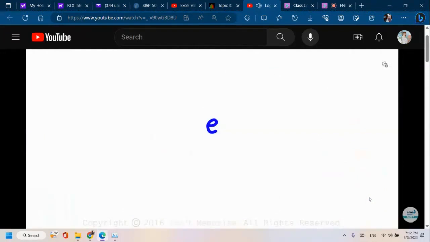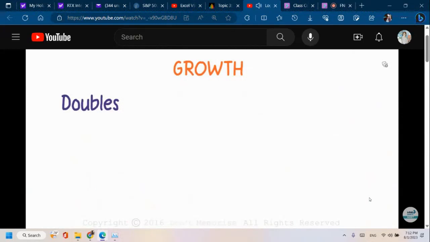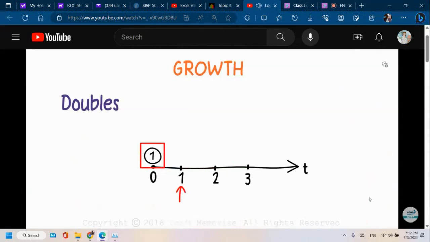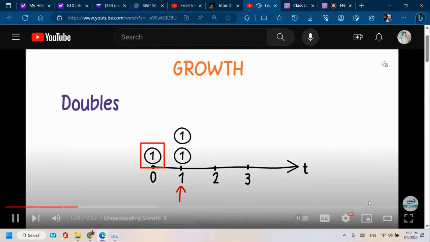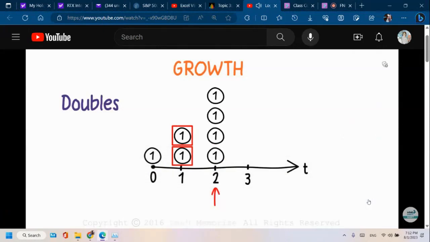To get to E, we first need to understand growth. Let's say a particular thing doubles every time period. On this timeline, this is today, and every unit is one time period. Assume you have $1 with you. At the end of the first time period, this dollar doubles and you have $2. At the end of the second period, $2 double to become $4. And at the end of the third period, we have $8.